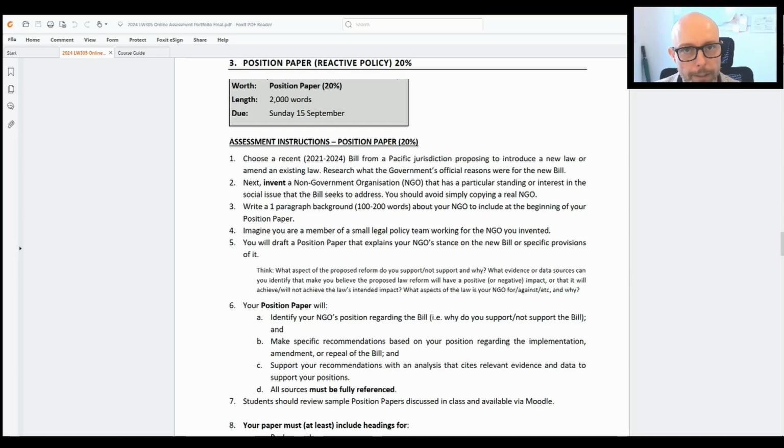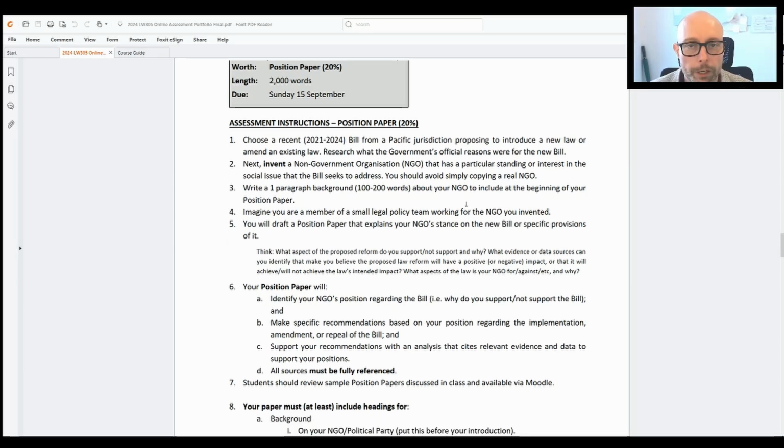So if that makes sense, I don't want you relying on some submission that an NGO actually produced in relation to that actual bill and just ghostwriting it. I'll probably pick that up if you are. I want you to be writing your own position paper in relation to it. So what you're going to do is invent your own NGO that has a particular standing or interest in the social issue that the bill seeks to address.